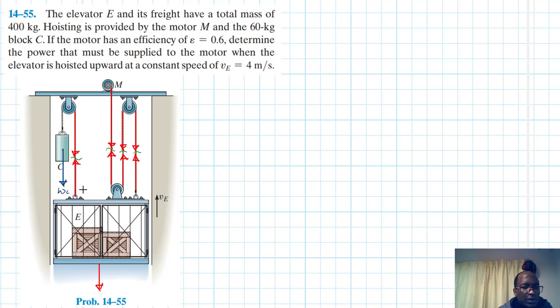So this is C, right? And therefore this one is WE. This one is just going to be equal to WC also. This is C, not E. This is C. This is also WC. So this is T, this is T, this is T, this is T, like so.